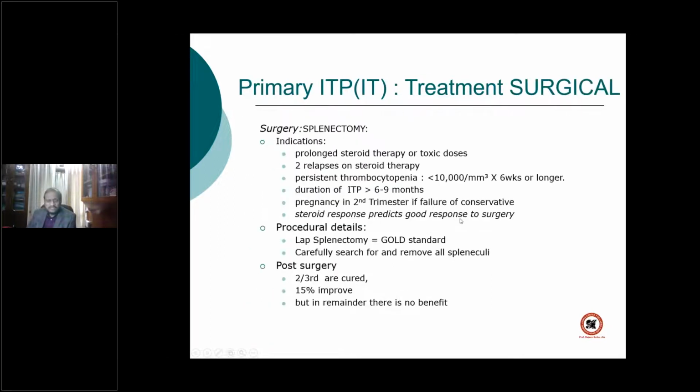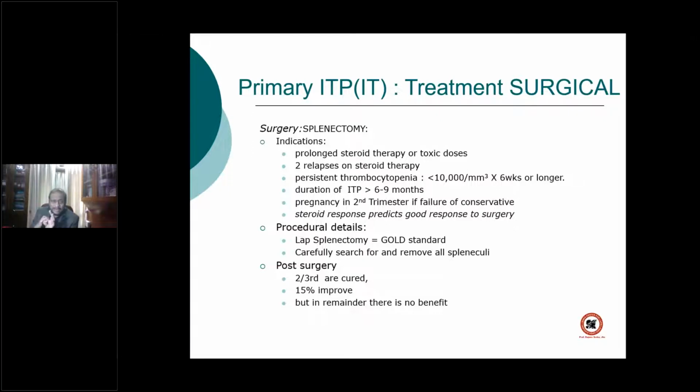Surgery. And what surgery are we talking about? Splenectomy. So here the surgeon steps in and decides that the spleen has to be removed, or the physician decides that the patient now be referred to the surgeon. Why? Because number one, there has been prolonged steroid therapy in toxic doses.